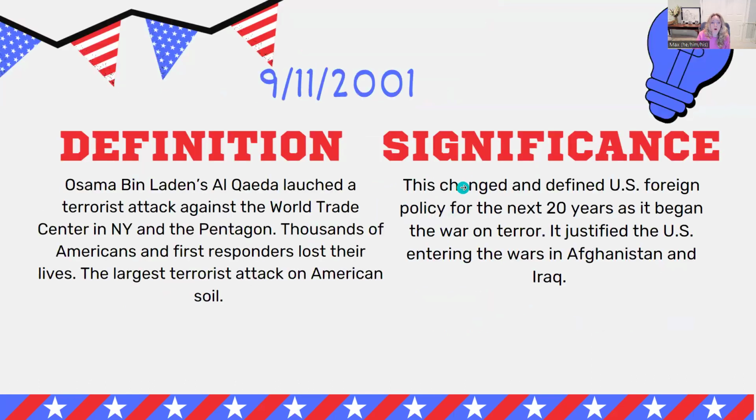September 11th, 2001. Osama bin Laden's al-Qaeda launched a terrorist attack on the World Trade Center in New York and the Pentagon. Thousands of Americans and first responders lost their lives in the largest domestic terrorist attack on American soil. This changed and redefined U.S. foreign policy for the next 20 years as it began the war on terror. It justified the U.S. entering the wars in Afghanistan and Iraq.